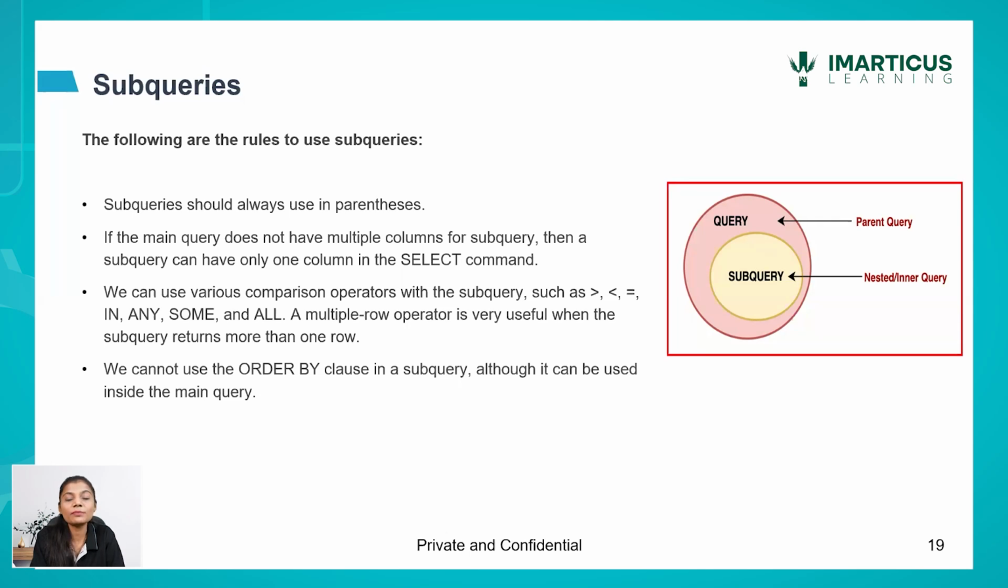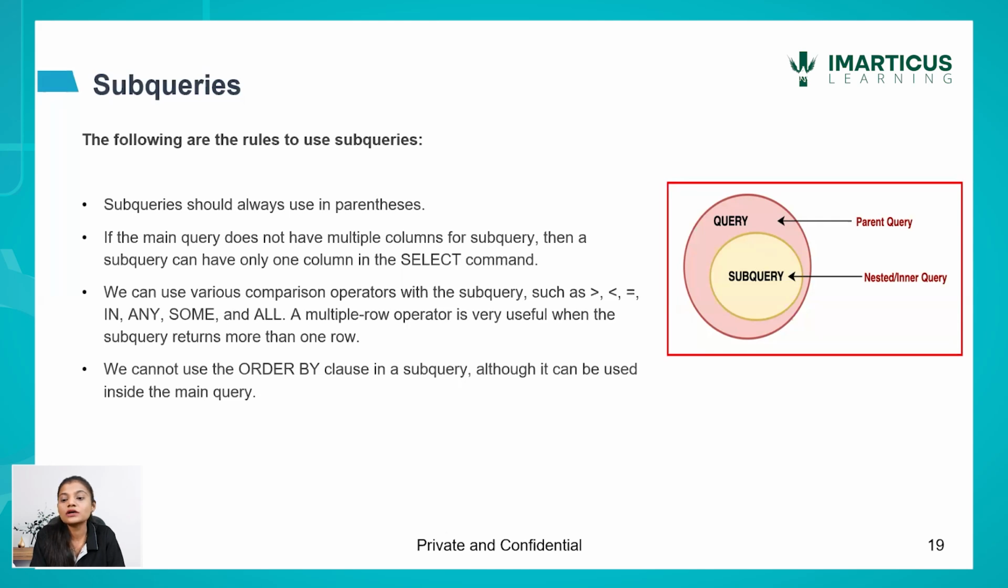The second, if the main query does not have multiple columns for subquery, then subquery can only have one column in the select statement. That is, your subquery within a query will only have one column to be shown in the outcome. Your main query can have n number, but your subquery will always have one column. I'll explain all of them with a practical example.